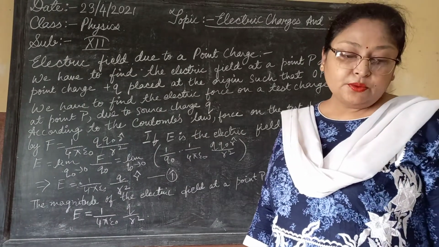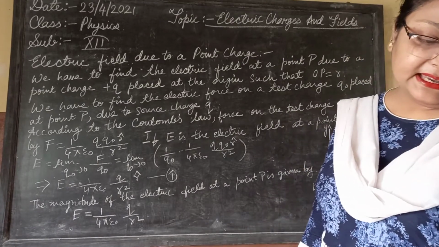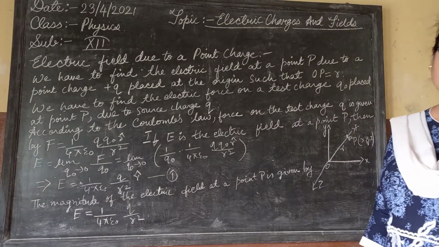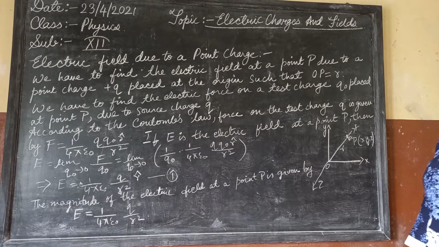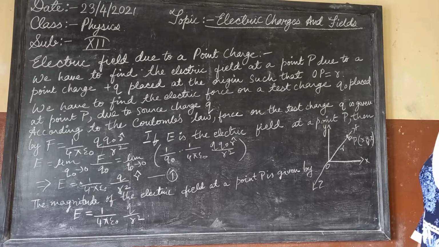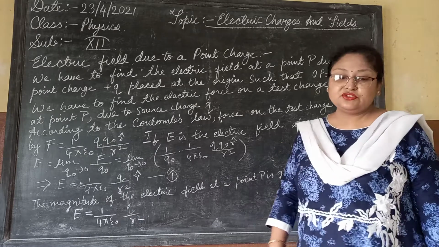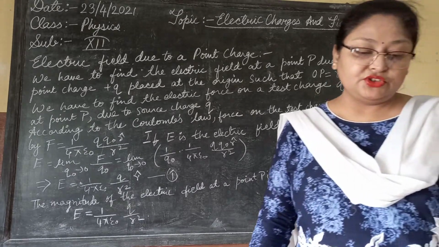From the above formula, it is clear that the electric field at any point in space due to the charge depends only on the distance. That means the magnitude of the electric field due to the point charge is the same at all points of a sphere, and it has spherical symmetry. So you have understood this topic, the electric field due to a point charge.